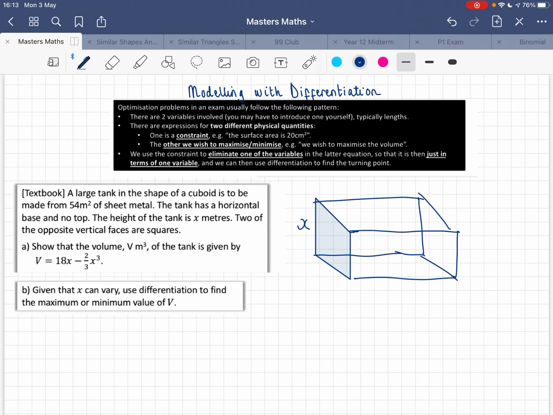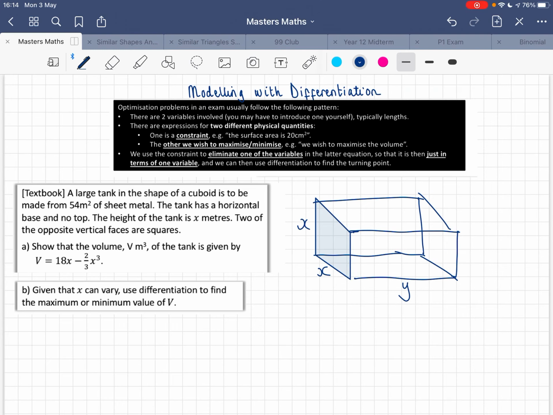We're told the height is x, and we know that two of the opposite vertical faces are squares. Just based on my diagram, I'm going to say that it's the left and the right hand side. So if it's a square and the height is x, then the depth of the cuboid is also x. The only thing we don't know is the base here, so we're going to call that y. And then we're going to use that and the fact that we know the surface area and that we can find the volume of a cuboid to show that the volume is 18x minus 2/3 x cubed.